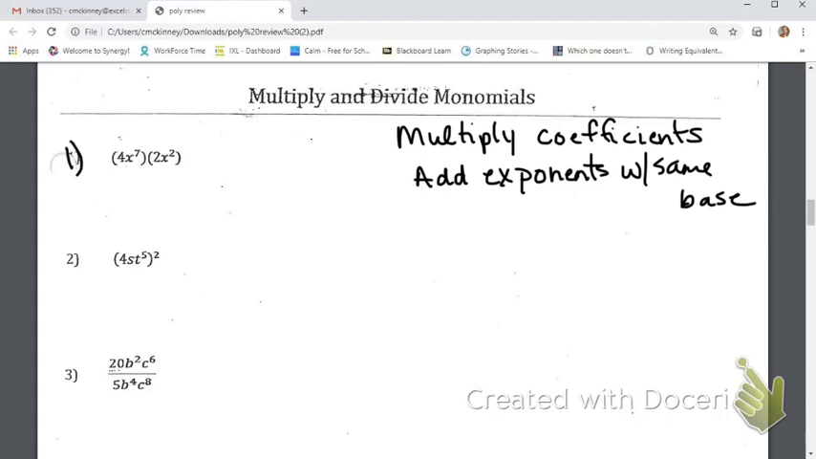So here for number 1, 4 times 2 is 8, and then I have my x, and then 7 plus 2 is 9. That's all you had to do. So it's 4 times the 2, and then 7, like I'm adding the exponents. That's kind of what's going on, probably just in your head, but I'll put what you're thinking there.